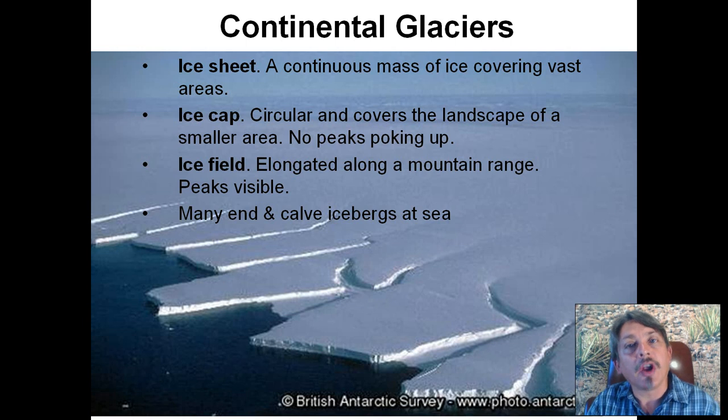First of all, let's cover the continental glaciers. An ice sheet is a continuous mass of ice covering vast areas. An ice cap is circular and covers a landscape in a smaller area, but no peaks are poking up. Then you have an ice field, and this is found in vast areas of very high mountains throughout the world. It's elongated along a mountain range, and peaks and bedrock are visible. Many of these glaciers will calve, that is, they will break apart and float off in pieces into the sea as icebergs.